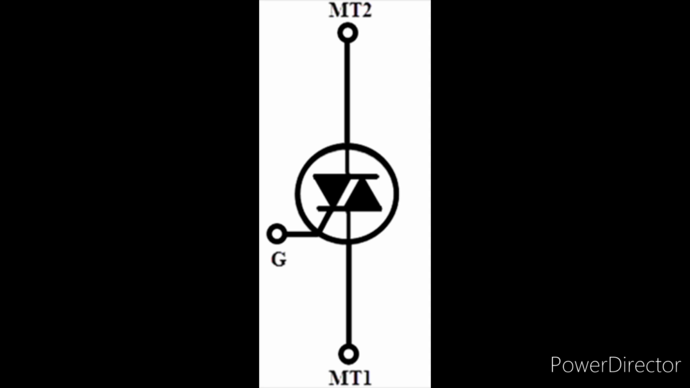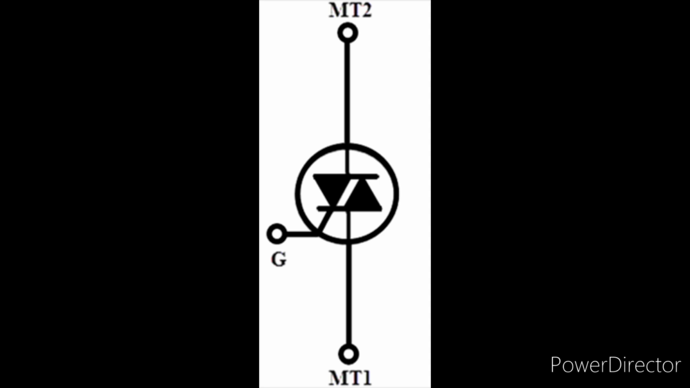Now look at the figure. This is the symbol of the TRIAC. It is a 3-terminal device, and we are saying it switches the alternating current, which means it conducts in both the directions. That is why it is a bidirectional switch and a 3-terminal device. You can observe the 3 terminals are gate and main terminal 1 and main terminal 2.